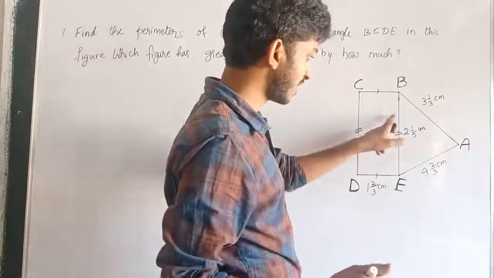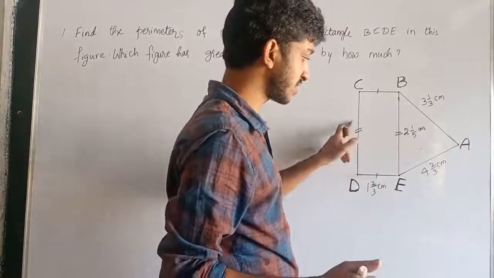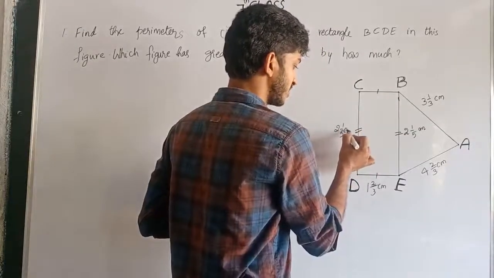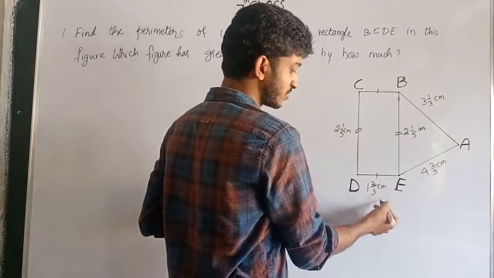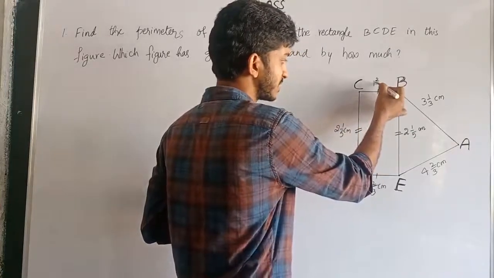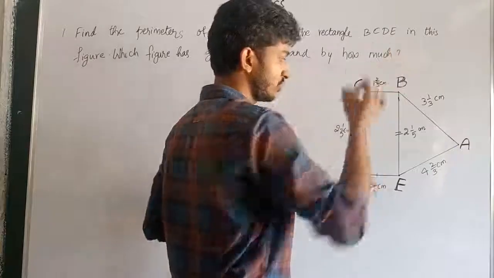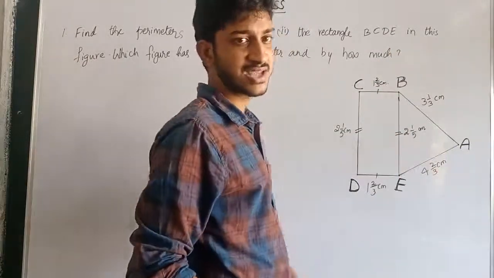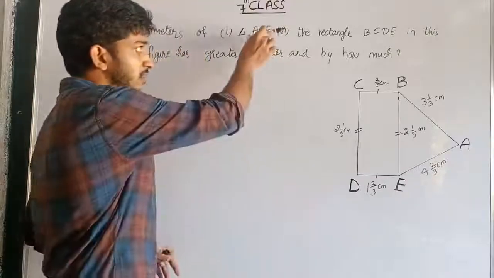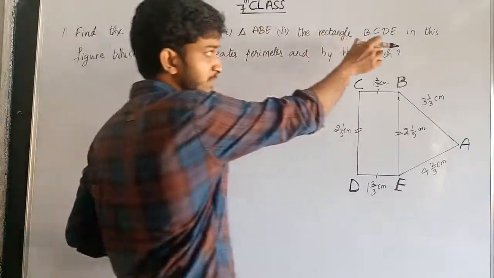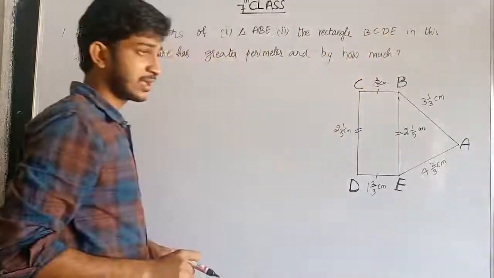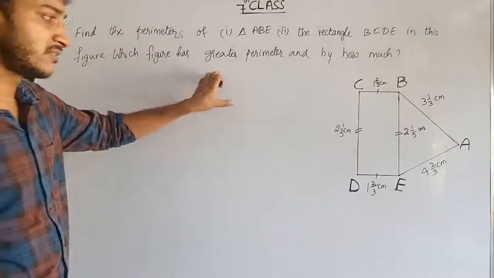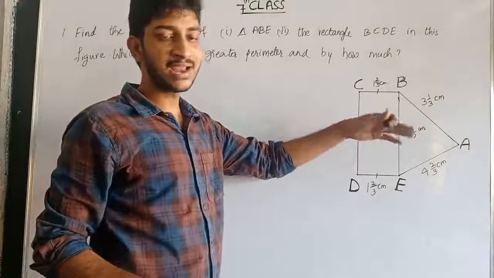So if the side length is 2 1/5 centimeters, then what is this length? Same, 2 1/5 centimeters. If this is 1 2/3 centimeters, this is also 1 2/3 centimeters. Okay. Here we know the values of each and every side. By using these sides, we have to calculate the perimeter of the triangle and also the perimeter of the rectangle. And after that, we have to say which perimeter is greater and by how much.